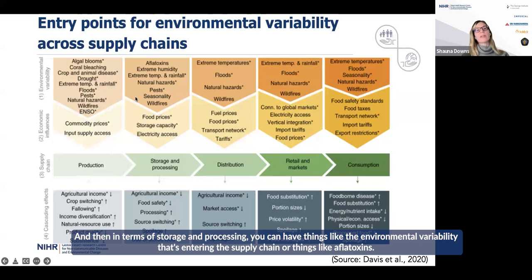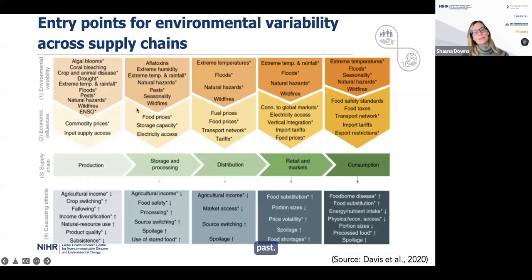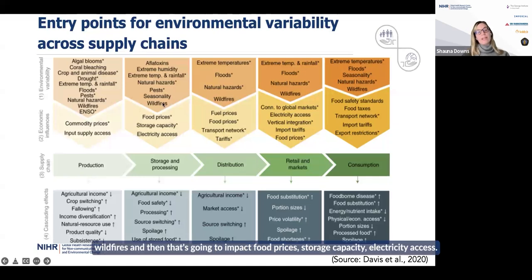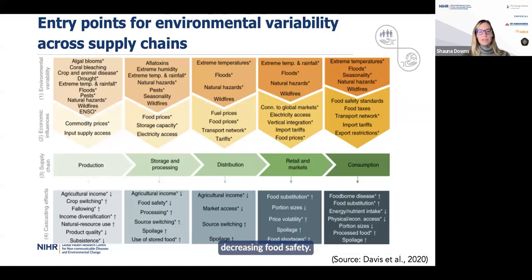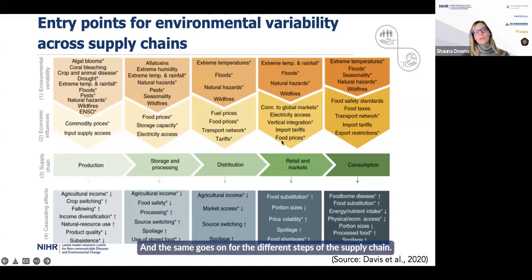that's entering the supply chain, or things like aflatoxins, pests, wildfires. And then that's going to impact food prices, storage capacity, electricity access, and that's going to have these cascading effects, like, for example, increasing spoilage, decreasing food safety. And the same goes on for the different steps of the supply chain.